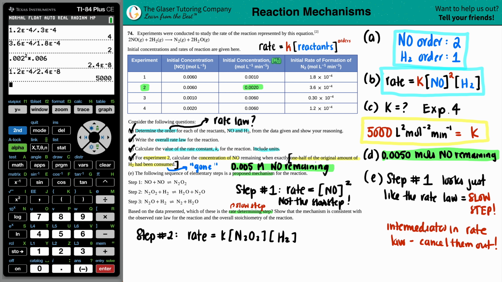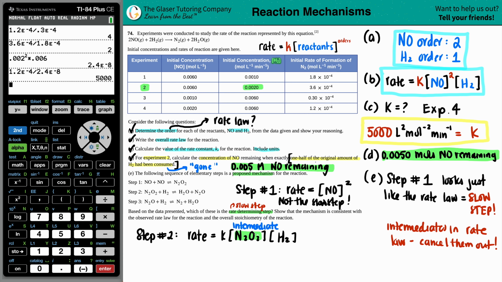So in this case, we didn't have to really discuss any intermediates with step number 1 because NO was a reactant in my overall equation. But now I see that I have this N2O2. And if I look at my general equation, N2O2 is not there anymore. It vanished, and N2O2 isn't even on here. So N2O2 has to be an intermediate. So we'll say that.